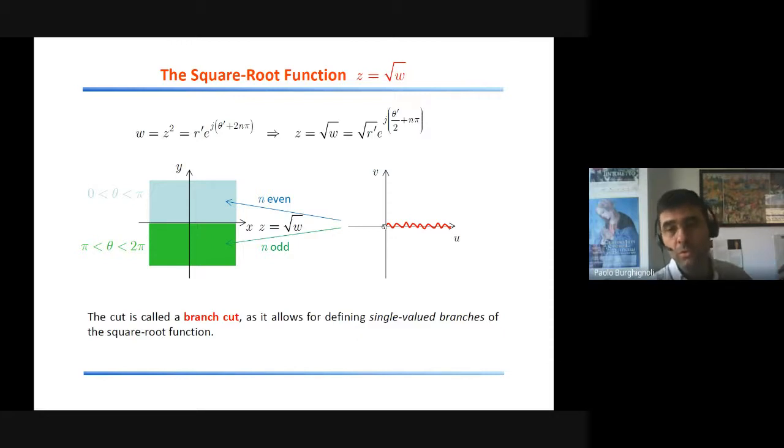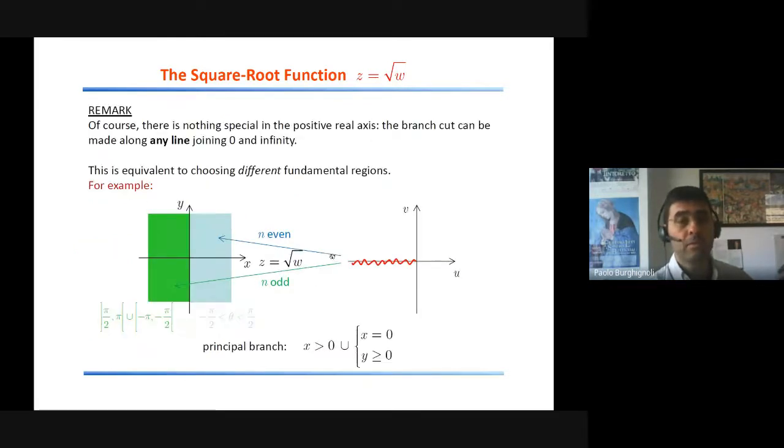That is because it allows you to define a single valued branch of the function, in this case the square root function. Of course, in this case you have in total 2 possible branches, okay? And here, of course, there is nothing special in the real positive axis. You can draw any line from the origin to infinity in the W plane, and this would define equally well a branch cut. For example, you can choose the negative U axis, and this corresponds to having 2 different fundamental regions. In this case, the regions are the left and right half planes of the original Z plane, okay?